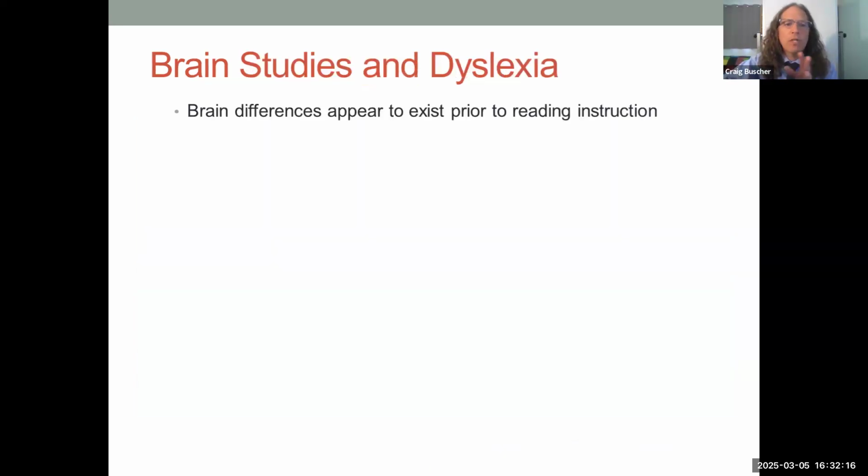So when we look at the brain science that's looking at students with dyslexia, it's important to understand that there are these brain differences and they exist prior to formal reading instruction. We wouldn't say that student at that time has dyslexia because prior to word reading instruction, you're not a reader, right? So you wouldn't get the label of dyslexia until you've been formally taught the alphabetic system and you're being taught how to sound words out.